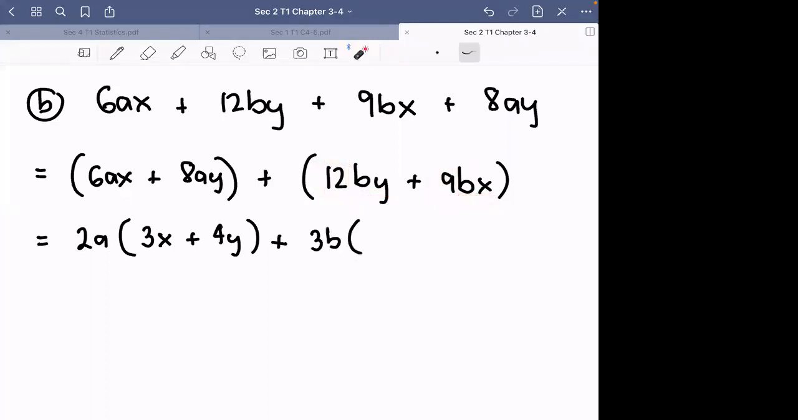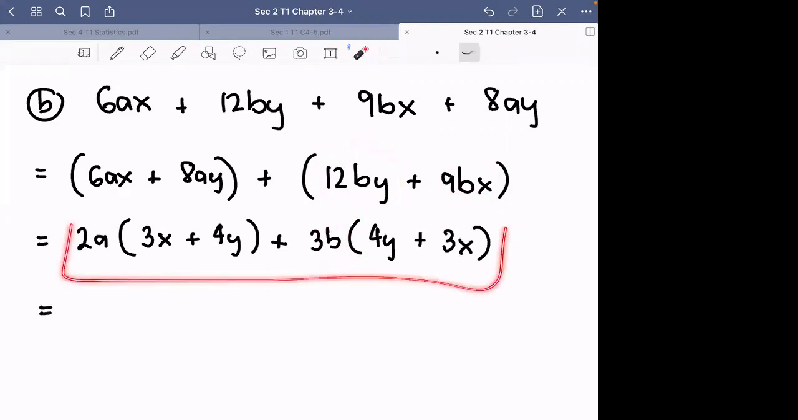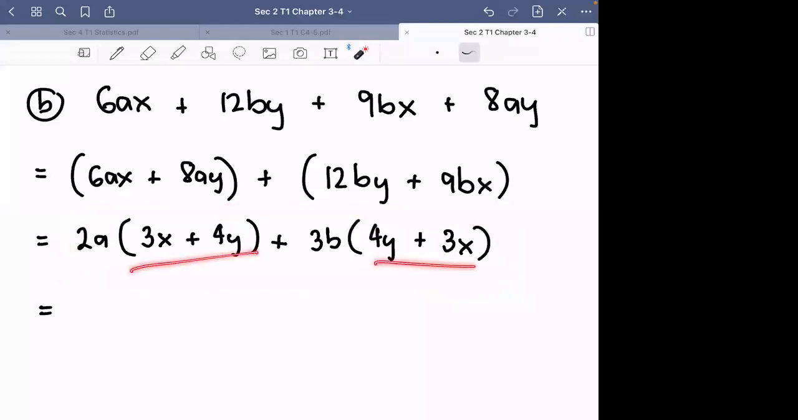Okay, let's divide them now. 4y plus 3x. So 9 divided by 3 is 3, and then we have x. So 3x. So after we've done that, what's common between these now? 3x plus 4y is your common factor. Do you have any question? None, right? Even though these two are switched on this part, it's okay.